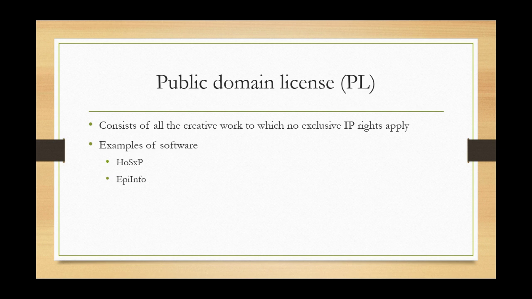So the same with software, we can have a public domain software. For example, we have some open source software such as AppInfo and HoExp. These use a public domain license. That means these creative works have no exclusive intellectual property rights that apply to them.